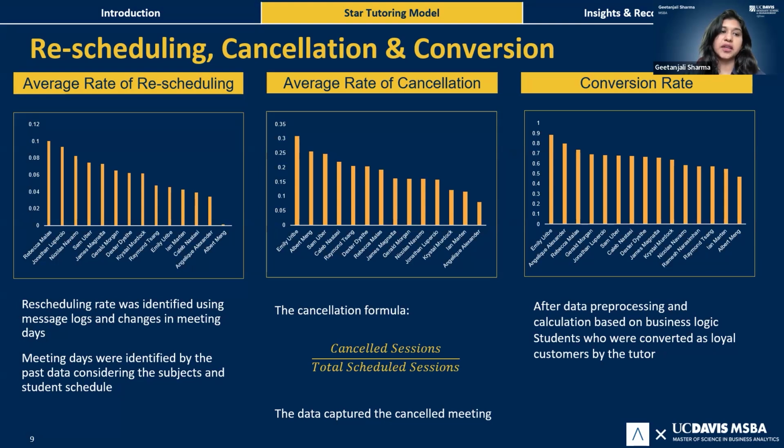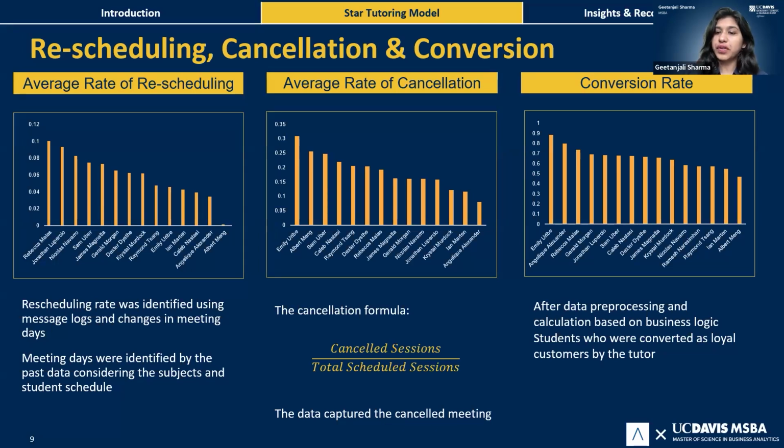And we can see that there are a couple of tutors who have a higher rate of rescheduling. That is, they're rescheduling the class with the students a lot. The second graph is the average rate of cancellation. This was fairly easy because it was captured by the data. And it was a simple formula of getting all the cancelled sessions divided by the total scheduled sessions. And we can see how the graph is gradually slowing down as we move from one tutor to the other.